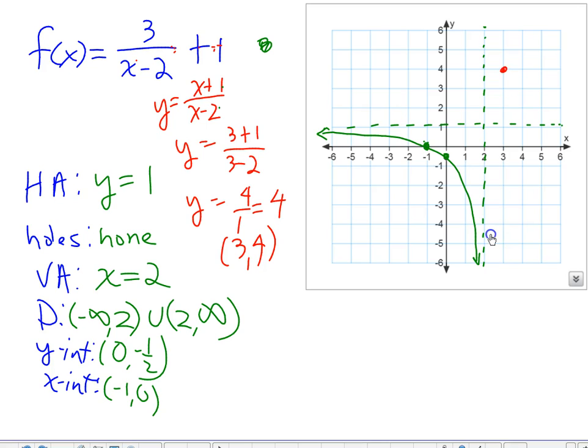Oh, since that point's up there, would you agree? I know that my branch on the right has to be in this upper portion. Hugging my asymptote, I come in and go to the other asymptote, and there's your graph. Okay?